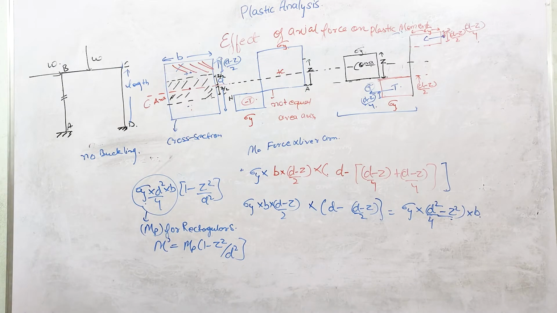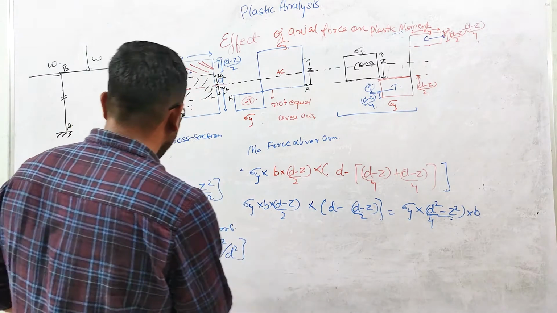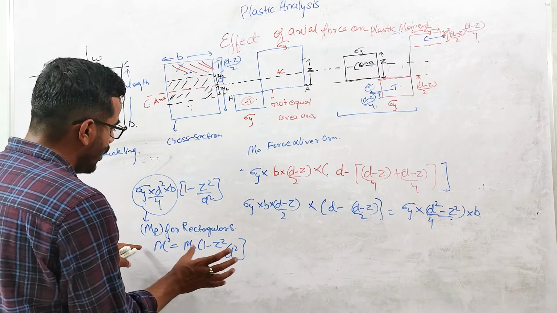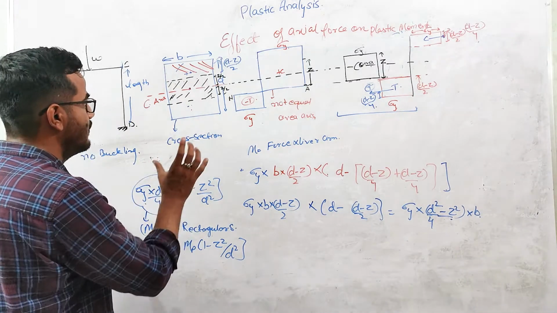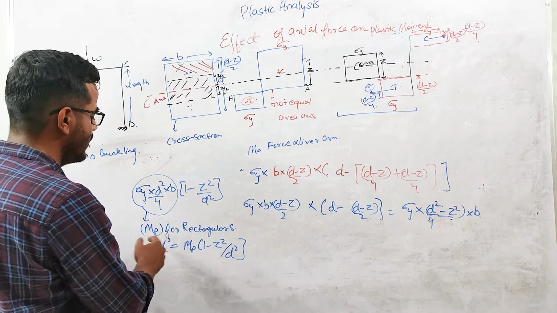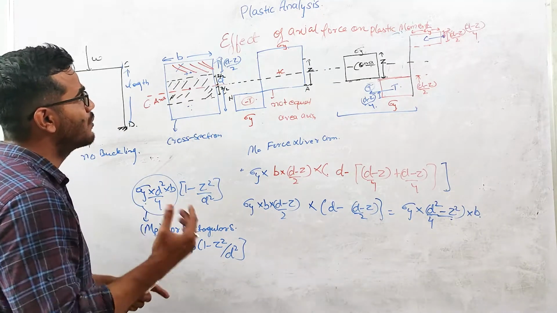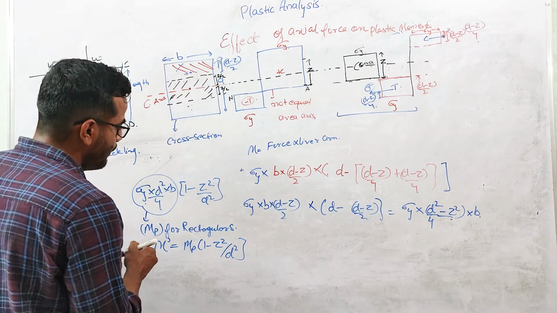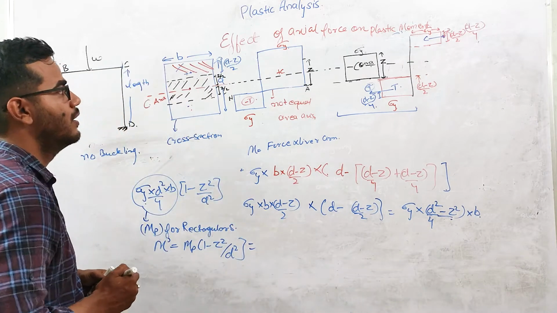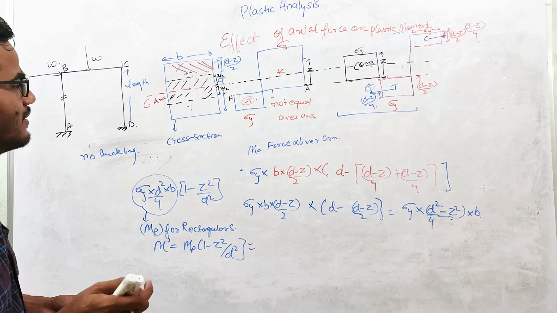Now you can see how the moment is varying. But we haven't included the value of the axial force in this term. We need to, because we are calculating the effect of axial force on the moment. So that's why we need to introduce the P term in this formula. Now we will learn how we introduce that.